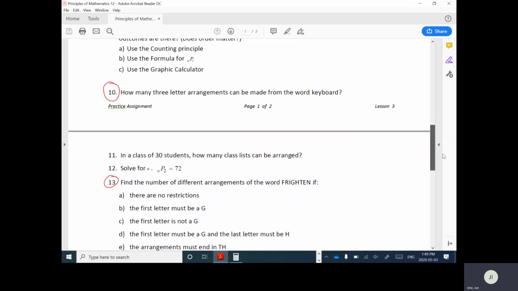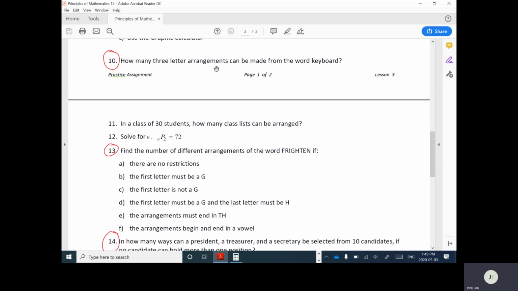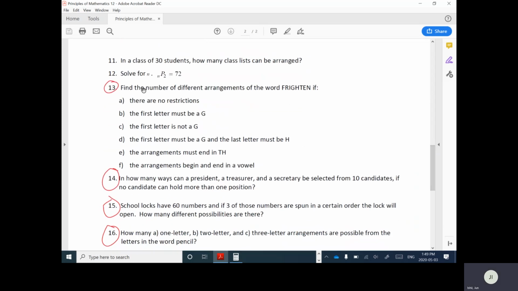How many 3-letter arrangements can be made from the word keyboard? Okay, so we're picking 3 out of the letters. This is from the last lesson, 3.2. Actually, I can just verbally tell you right now. It would just be 1, 2, 3, 4, 5, 6, 7. So there's 8 total letters, right? And we're picking 3. So 8 pick 3 would be the answer for this one. Okay. Number 13, I did an example of that today in that lesson.